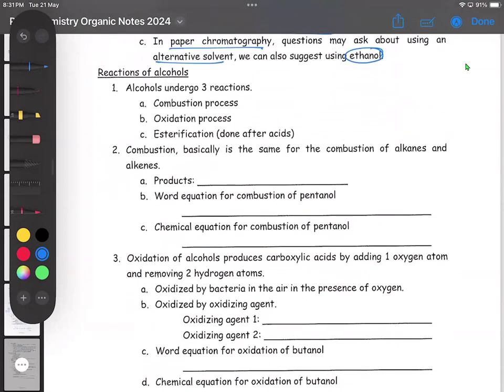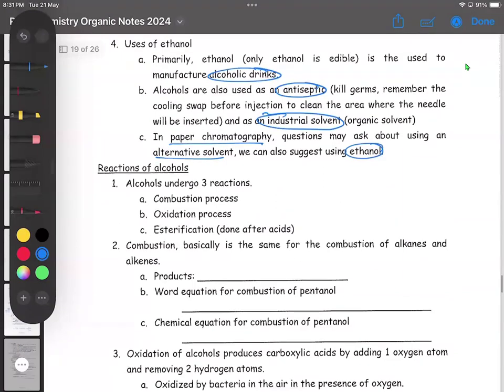Okay, let's talk about reactions. Combustion is as usual, your complete combustion, giving your CO2 and water. But one thing to take note for the combustion of alcohols is that they are generally very clean. They are very clean compared to alkane or alkene combustion. Generally, they are cleaner.